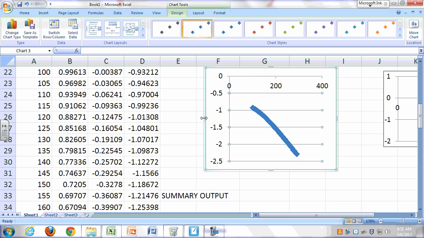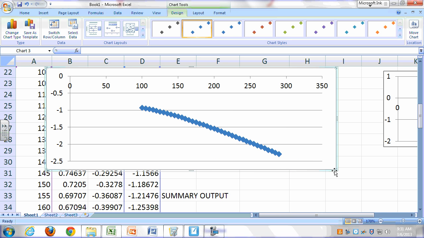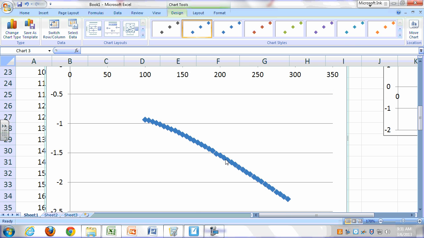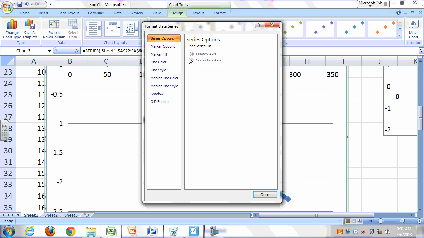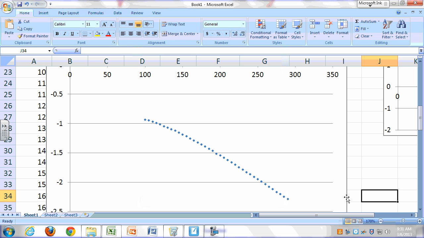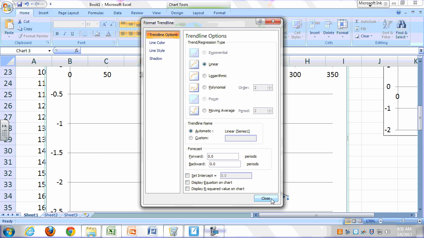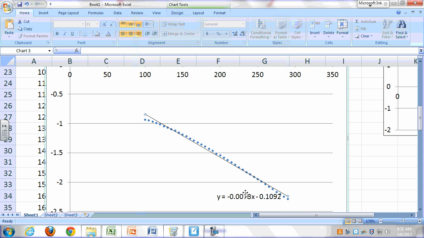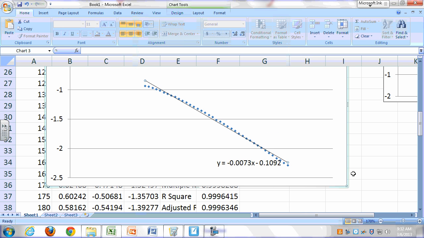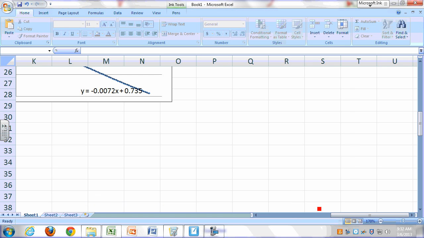And again, it is a straight line. There's a little bit of a curvature. Okay. And format trend line, I'm going to make my marker smaller. Okay. So there's a little bit of a curvature there. Add trend line, display the equation on the chart, and you can see your slope is pretty much the same, negative 0.0073. What did we have earlier? 17. Okay.